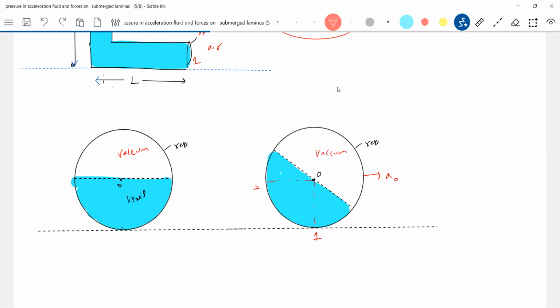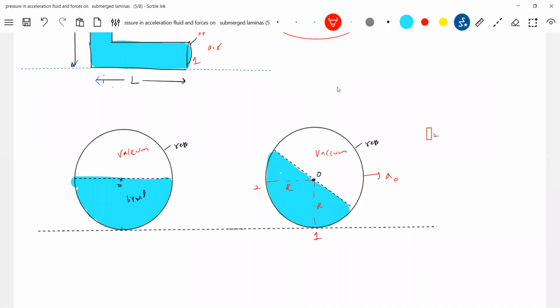I think, see, the shape of the container doesn't matter, sir. So here, pressure at 2. This is a radius R, no? The radius R. So pressure at 1 and 2, shall I say equal? Yes, it should be, provided A0 equals G.